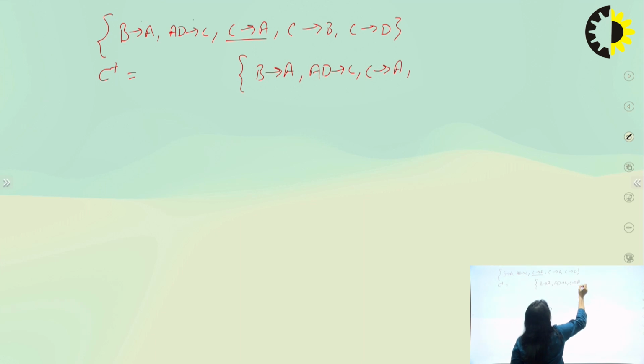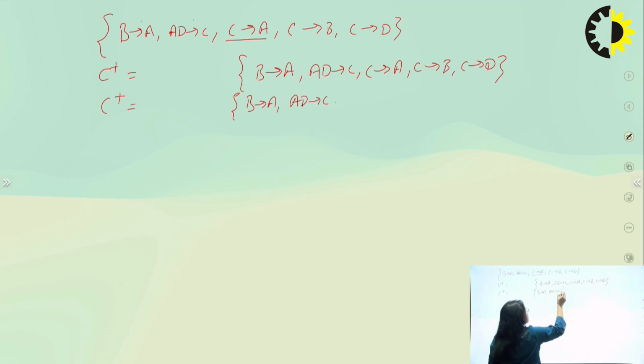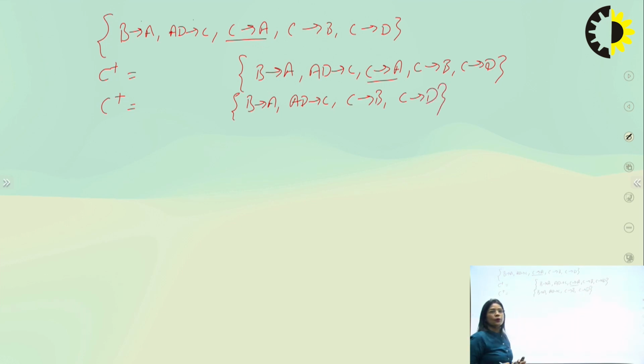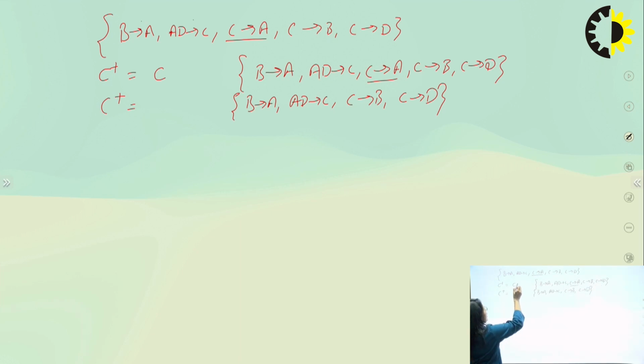C tends to A, C tends to B, C tends to D, right? And we will calculate the closure without that. B tends to A, AD tends to C. We will not include this, right? So we'll write these two. Okay. So C we are already having. If we are having C, we will be able to deduce A, B and D. So we are getting this, right?